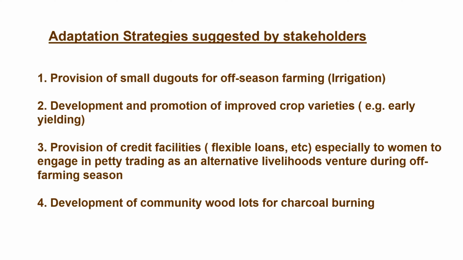The development and promotion of improved crop varieties. Maybe an example is what we have already shown with the heat tolerant variety. And then the provision of credit facilities, especially to women, to engage in petty trading as alternate livelihood engagement. And the final one, which is a bit more controversial, is the development of community wood lots for charcoal burning, also seen as an alternate livelihood.